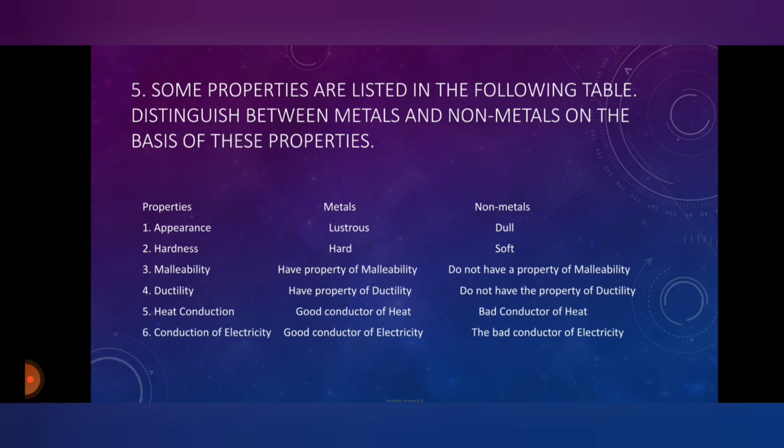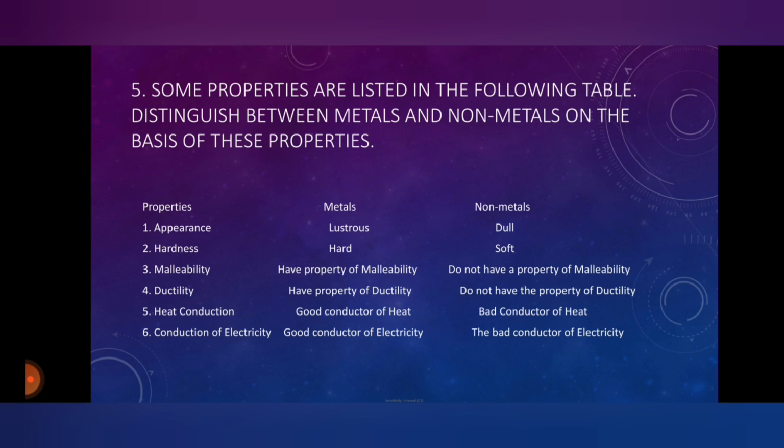Fifth question is some properties are listed in the following table. Distinguish between metals and non-metals on the basis of these properties. Properties are appearance, hardness, malleability, ductility, heat conduction and conductivity of electricity. Appearance. Metals are lustrous, non-metals dull.